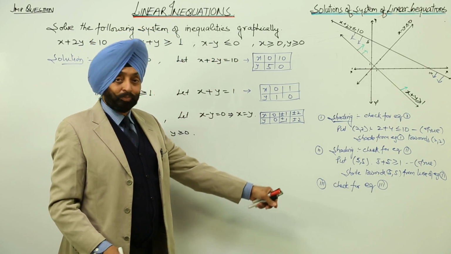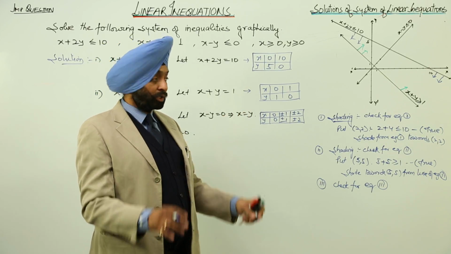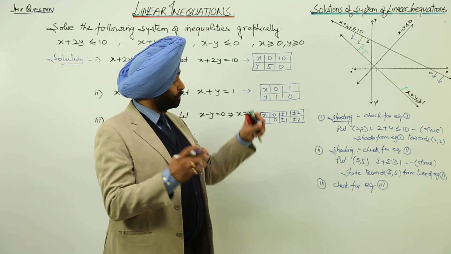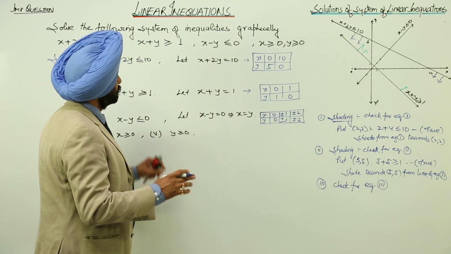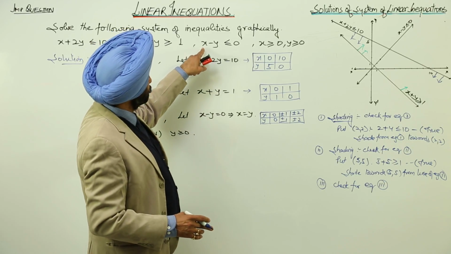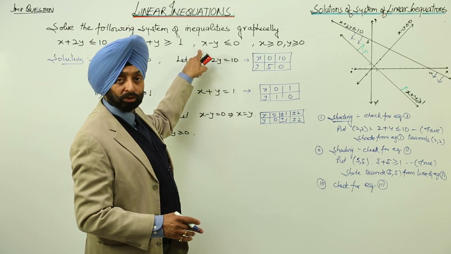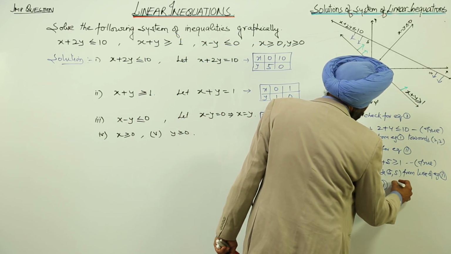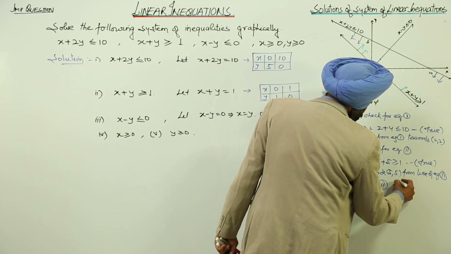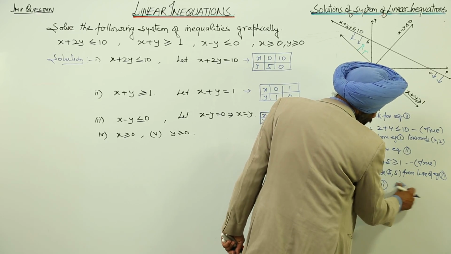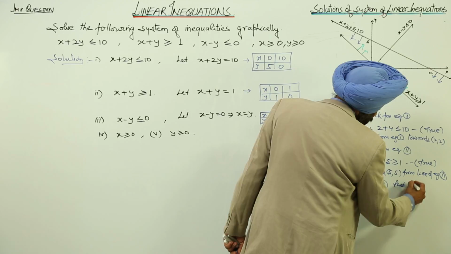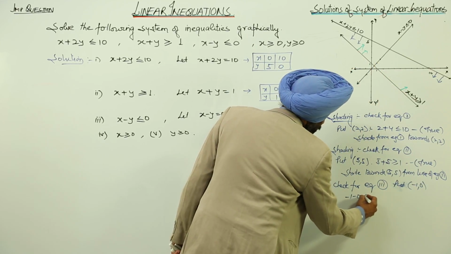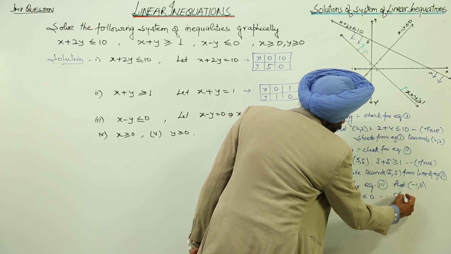Now why I am taking these points? Because in this question one of the lines passes through the origin. So we can't go for the 0, 0, especially for equation 3. Okay. So I just told you to take, it can be minus 1, 0, minus 2, 0, any point. Okay. So check for equation 3. Okay. Put minus 1 comma 0. Now minus 1 minus 0 is less than or equal to 0, which is true.